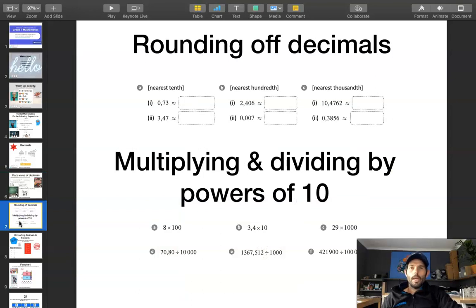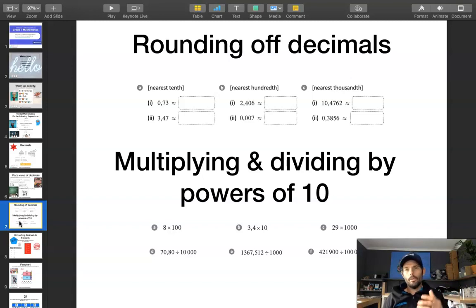Next, we're going to have a look at rounding off decimals. Okay, and this is also a really important concept to understand. So if I'm rounding off to the nearest tenth, which is the first number after the decimal, I always look at the number after the tenth. If I'm rounding off to the nearest hundredth, I look at the number in the thousandth column. If I'm rounding off to the nearest thousandth, I look at the number in the 10,000th column.